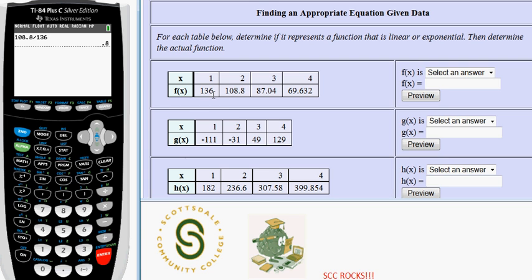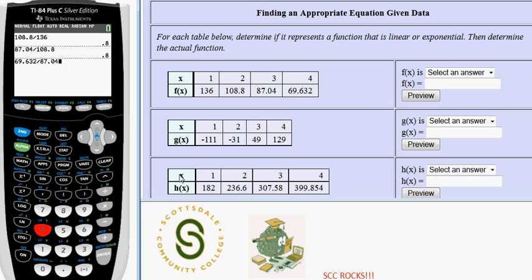Meaning if I took 136 and multiplied by 0.8, I'd get 108.8. So I'm wondering if that is constant. Remember, for it to be exponential, the multiplier has to be constant. So I'm going to keep doing this. I'm going to take 87.04 and divide it by 108.8. And again, I get the ratio is 0.8. Finally, in the last iteration, I have 69.632. I'm going to divide it by 87.04. The reason I'm doing this is it's not obvious to me what you multiply 87 by to get to 69.